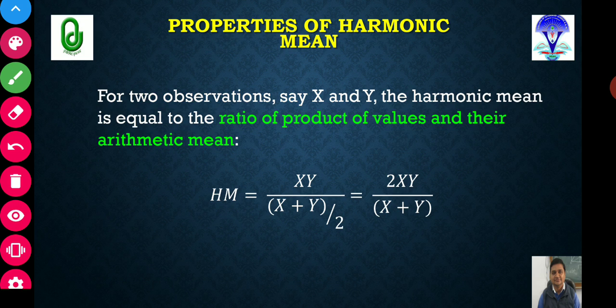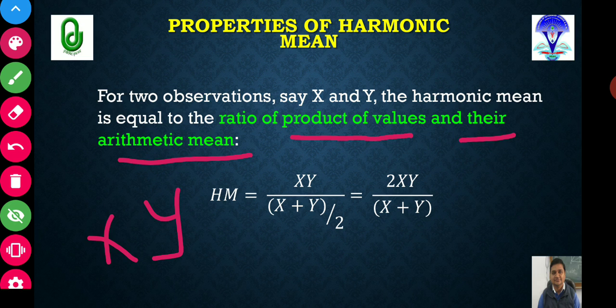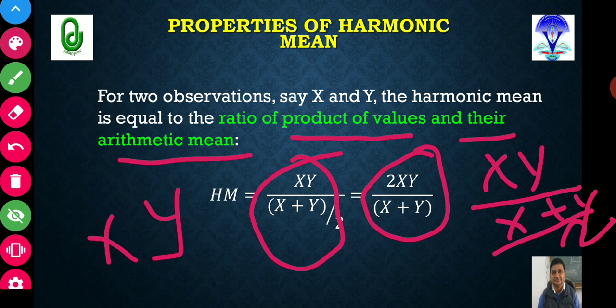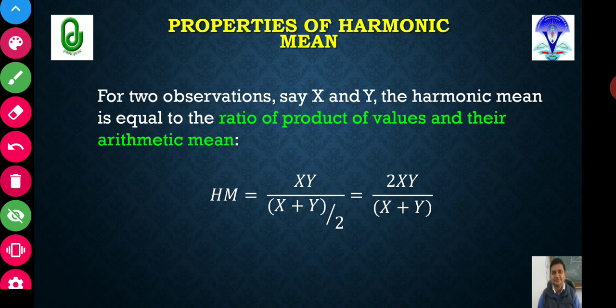Now what are the properties of harmonic mean? For two observations, say x and y, the harmonic mean is equal to the ratio of the product of the values and their arithmetic mean. The product of the values is xy, divided by the arithmetic mean. What will be the arithmetic mean of x and y? It is x plus y divided by 2. This is the arithmetic mean. And this is the harmonic mean of two values x and y. Finally, in simple form, 2xy divided by x plus y. So this is the property of harmonic mean.